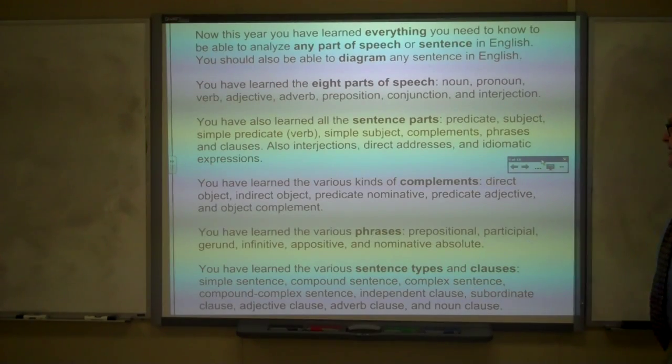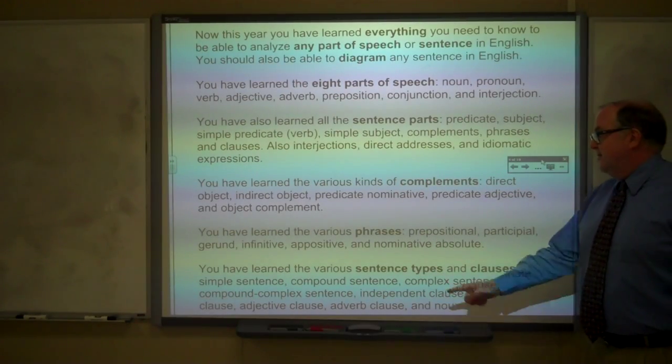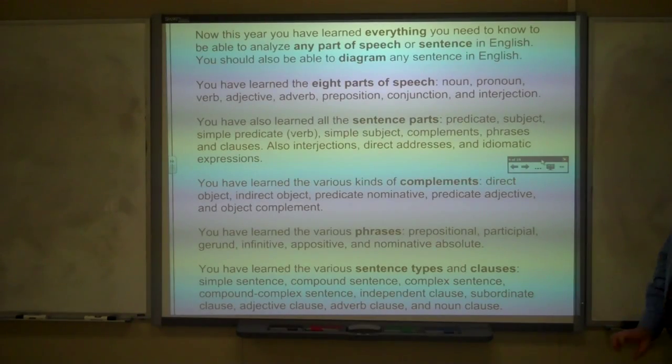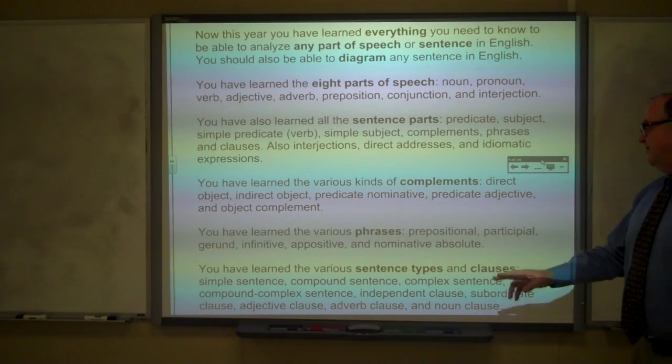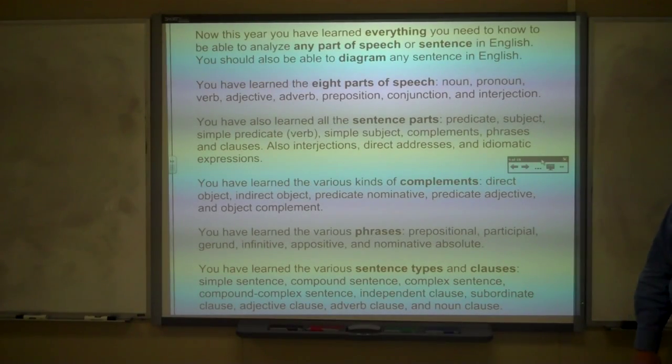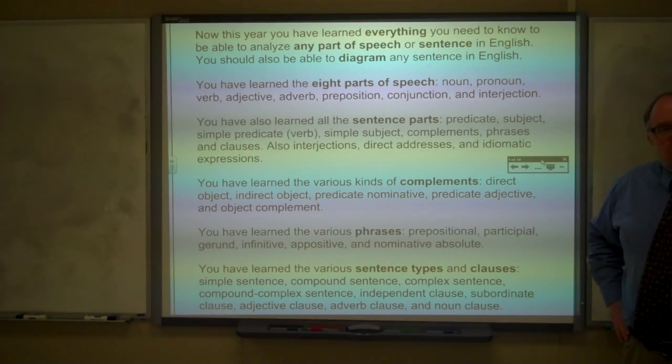You've learned the various phrases: the prepositional phrase, participial phrase, gerund phrase, infinitive phrase, appositive, and the nominative absolute. And you know how to diagram them all. And you've learned the various sentence types and the various clauses. You've learned simple sentence, compound sentence, complex sentence, compound complex sentence, and you can diagram them all. You've learned independent clause, subordinate clause, adjective clause, adverb clause, and noun clause. And again, you can diagram them all. That's a pretty good accomplishment for the year.